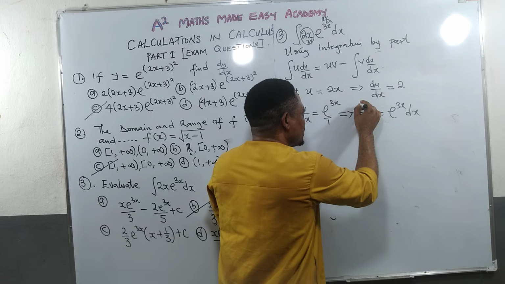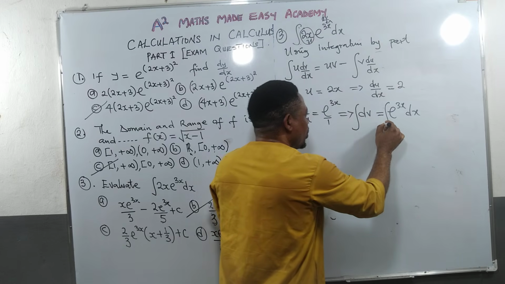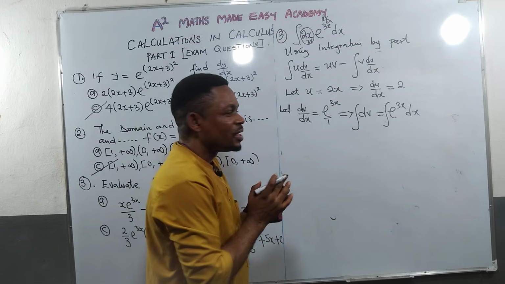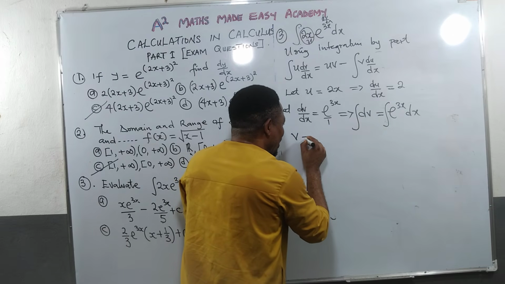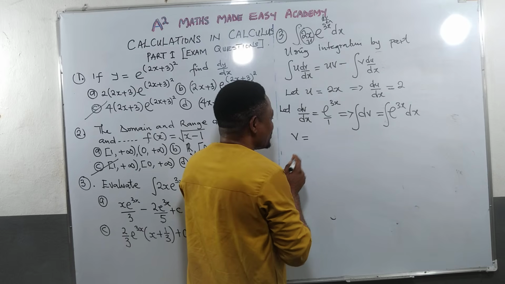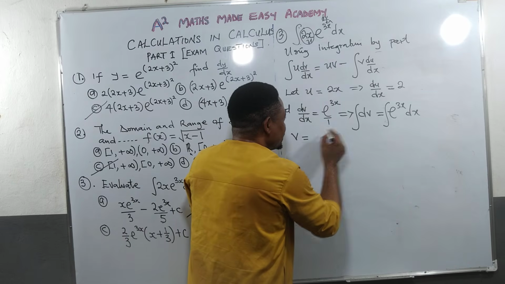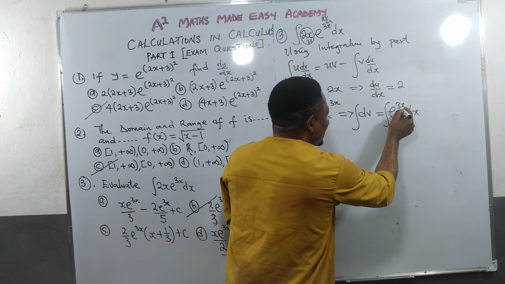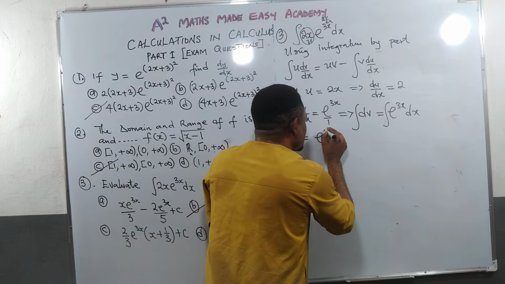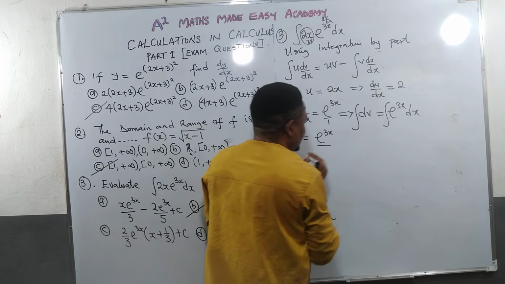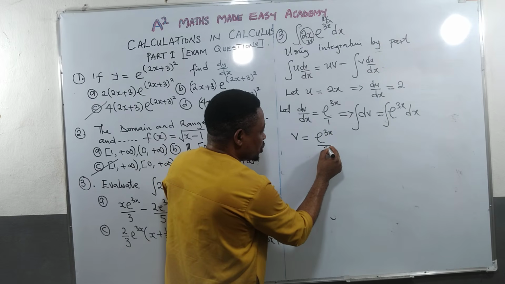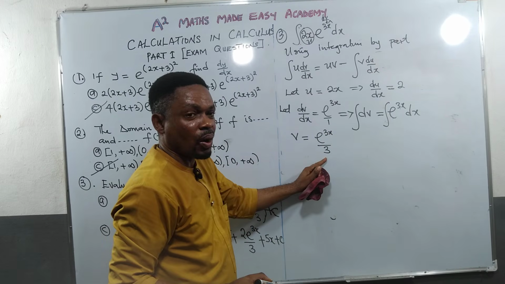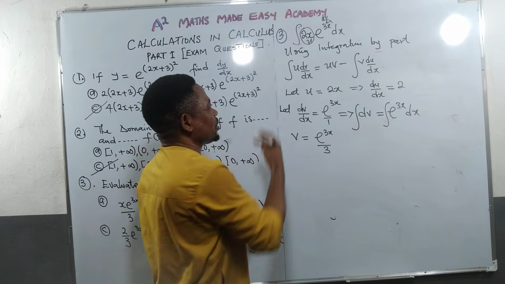What next? Integrate both sides of the equation. Then let's continue. Integrate dv. It will now give us v. I will tell you the reason in my main lesson. Now what do we do? Then integrate exponential 3x. Expo, I've told you. Then divide because it's integration. Next is to differentiate this 3x. It will give you 3 at the denominator. With this now we can substitute.